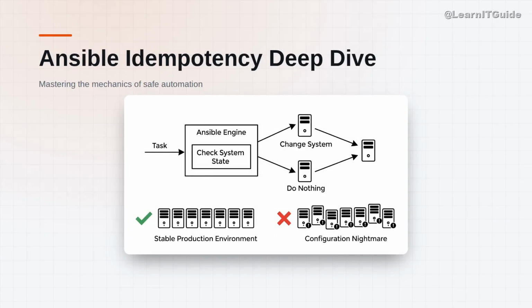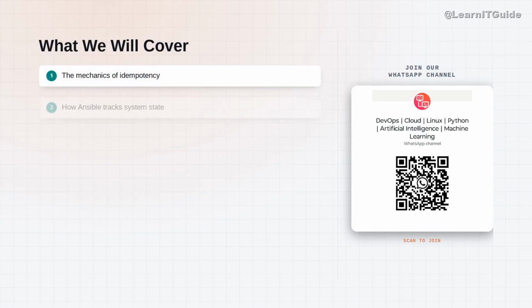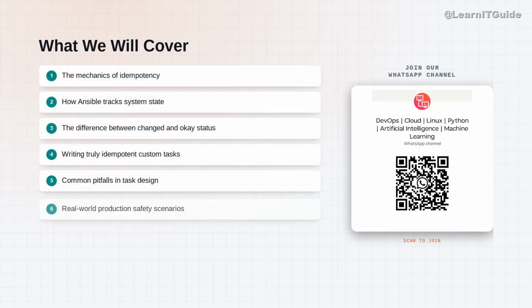In this deep dive, we are going to peel back the layers of the Ansible engine to see how it decides between changing a system and doing absolutely nothing. This is the difference between a stable production environment and a configuration nightmare. Specifically, we will look at how Ansible handles state, the difference between reporting a change versus an OK status, and how to write your own custom tasks that are safe to run repeatedly. Watch the full video without skipping any content to understand it better.